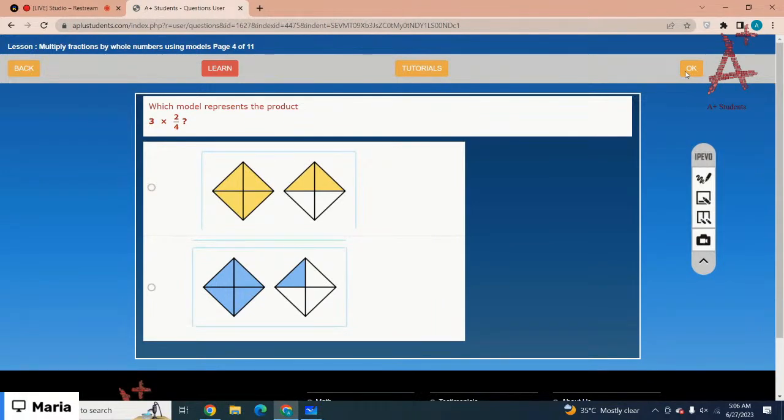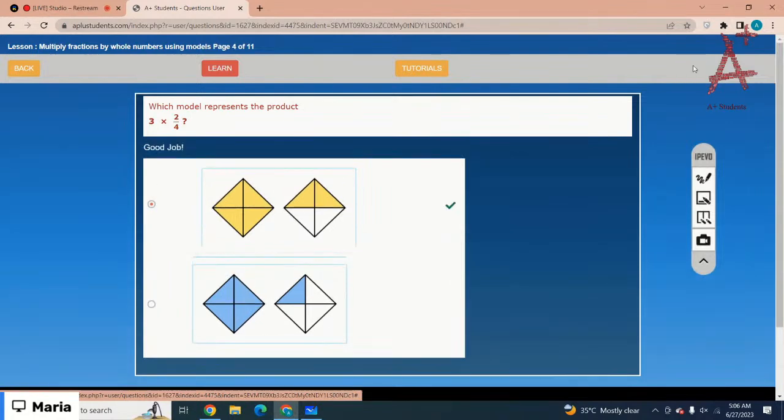Okay. 3 times 2 by 4. Which is the correct option, 1 or 2? Yes, that would be the second one. 3 times 2 is 6. That means the shape. You have 2 shapes. Each shape has 4 portions and 6 of them are colored.